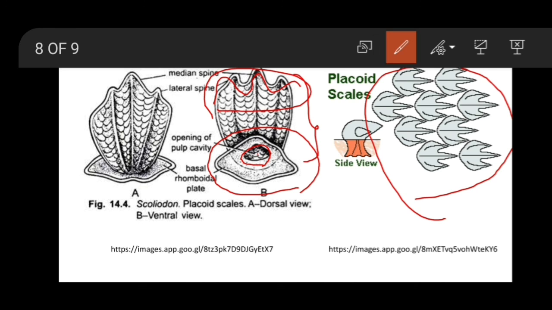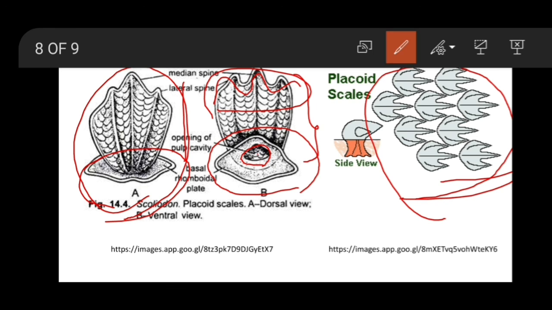So this is the whole structure of the placoid scale. This is the spine and this is the basal plate of the placoid scale. You can see here the arrangement of the placoid scales, that is, the scales are backwardly directed.